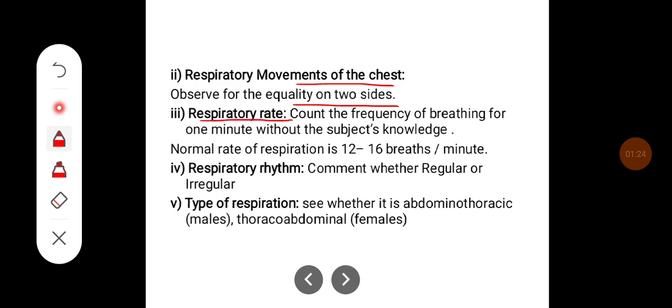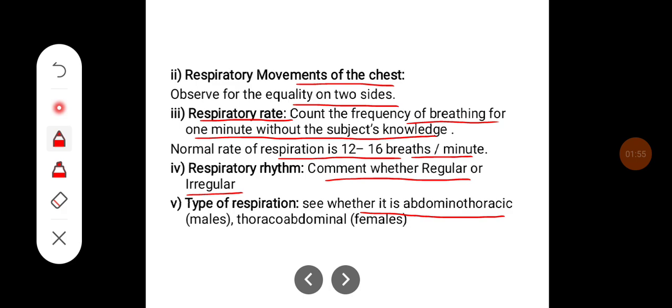So then you have to calculate the respiratory rate, count the frequency of breathing for 1 minute without the subject's knowledge. The normal respiration is around 12 to 16 breaths per minute, and increase in the rate is called as tachypnea, and decrease in the respiratory rate is called as bradypnea. Then respiratory rhythm, comment whether it is regular or irregular, and you have to see the type of respiration, whether it is abdominothoracic or thoraco-abdominal.